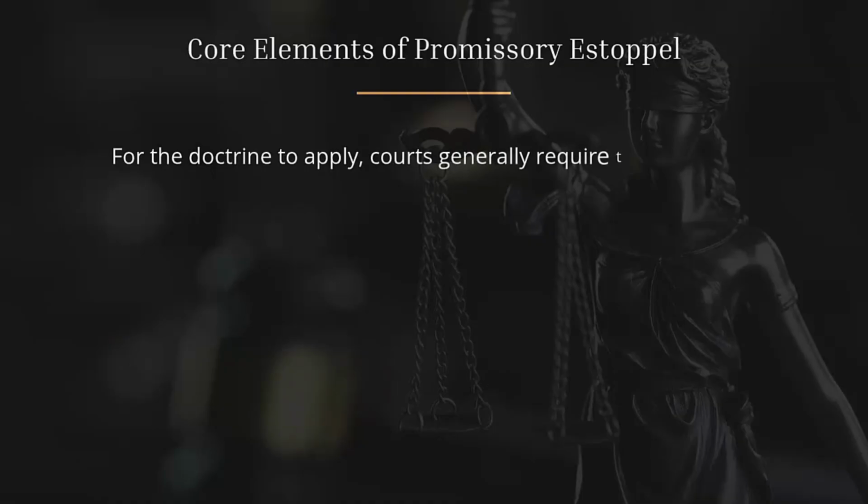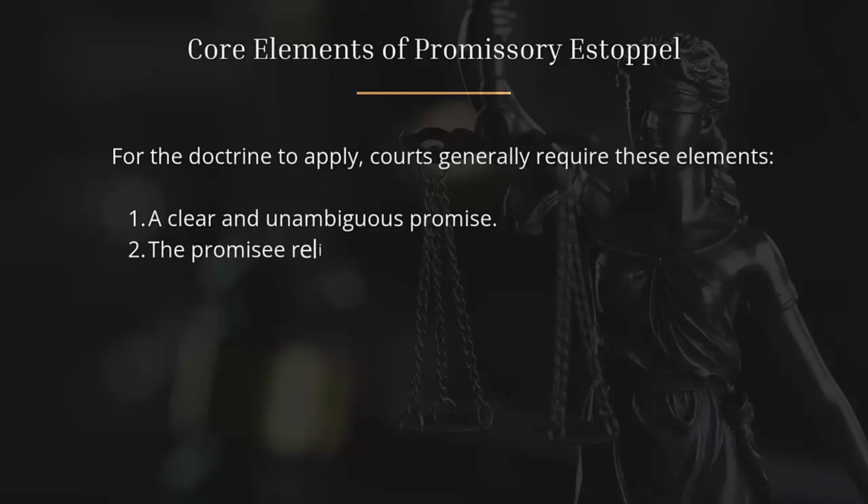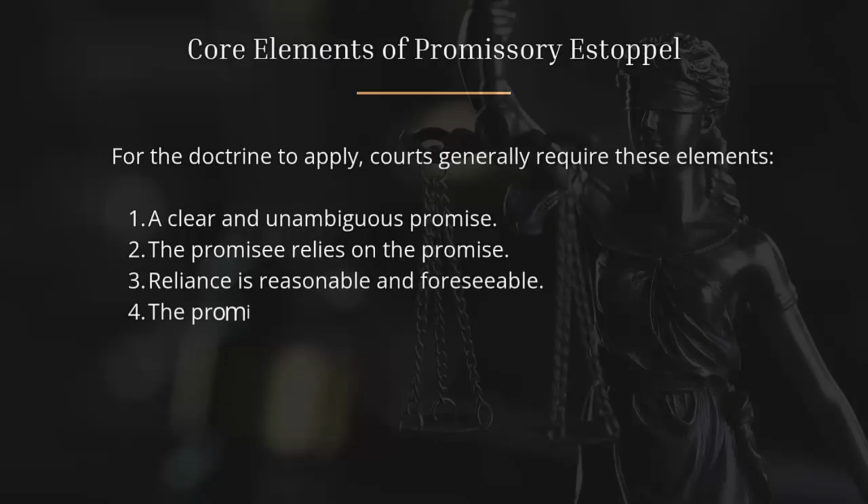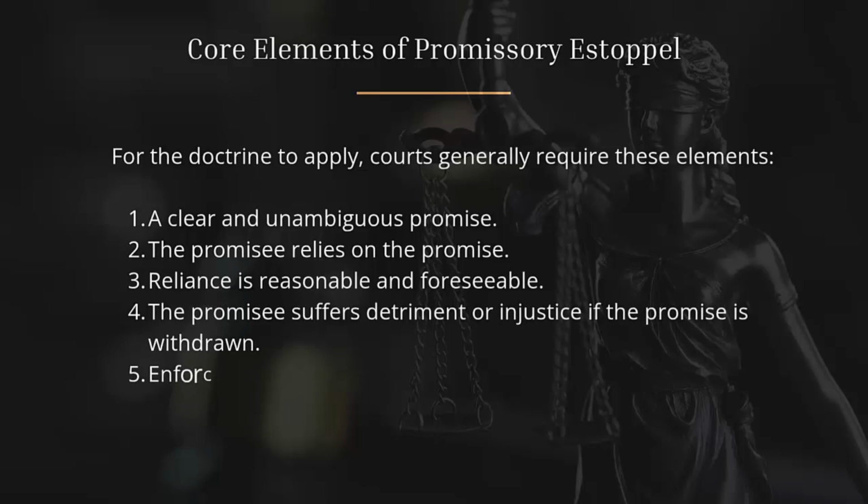Core elements of promissory estoppel. For the doctrine to apply, courts generally require these elements: a clear and unambiguous promise. The promisee relies on the promise. Reliance is reasonable and foreseeable. The promisee suffers detriment or injustice if the promise is withdrawn. Enforcement is necessary to avoid unfairness.